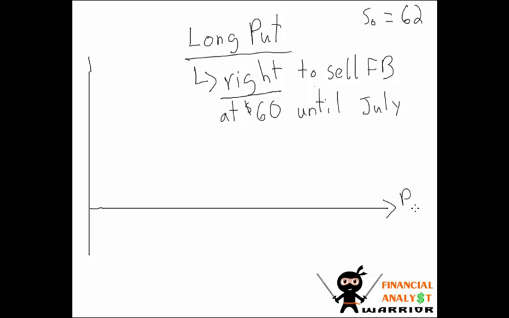So this is going to be the price of the underlying, the price of Facebook, and this is how much profit I'm making. So profit. Sorry for my handwriting. Now here the premium or the price of that put was $1.20, so I'm losing $1.20. So let's say this is the current price, 62, and this is the exercise price, $60.